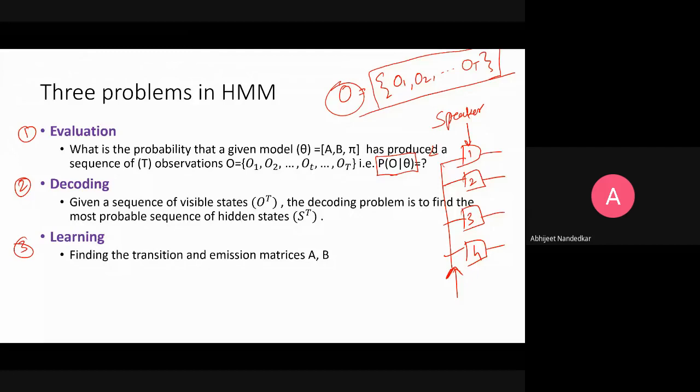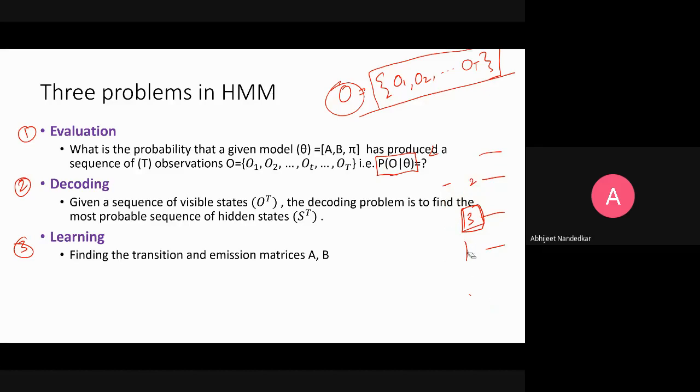So this input will go to all models, and these are all HMM models. They will give you the probability of uttering this input by person 1, person 2, person 3 or person 4. So then you can decide which probability is higher, so that person might have spoken these words.